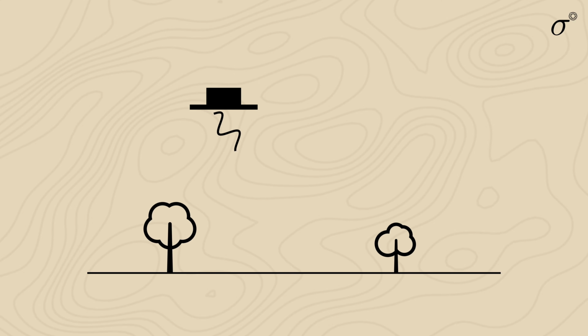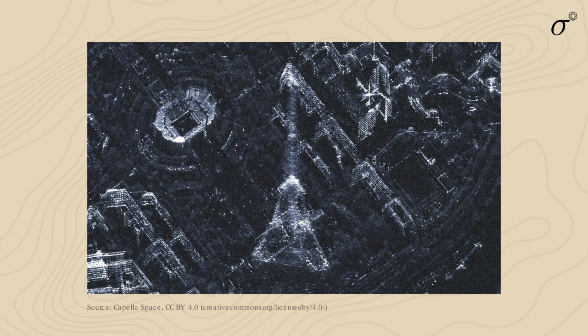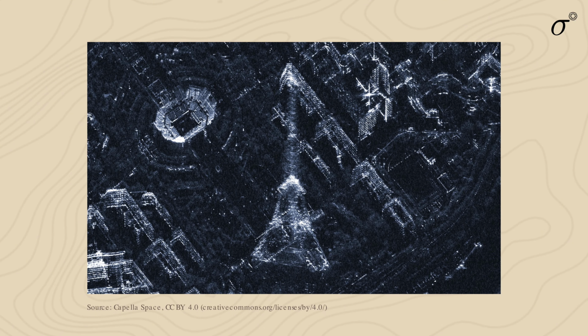By mounting a radar on a satellite, we can image the Earth's surface during the day, night, and even through clouds and rain. This technique, called Synthetic Aperture Radar, or in short SAR, produces intricate images like this one of the Eiffel Tower in Paris.